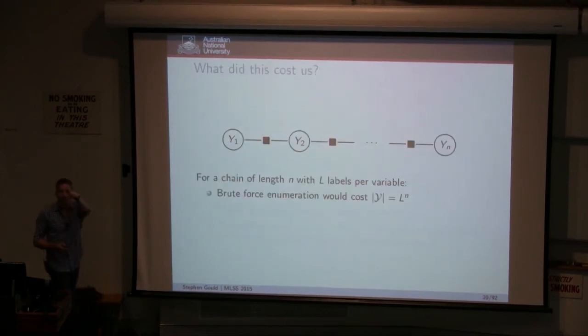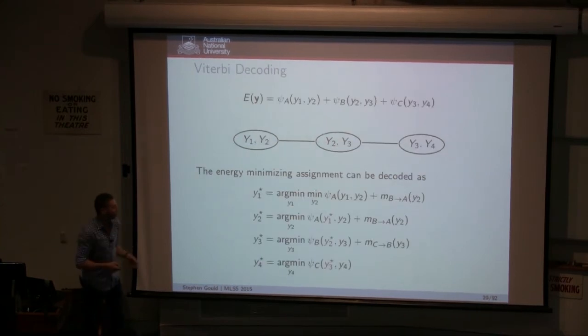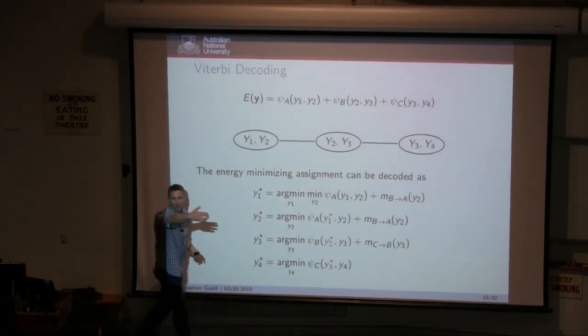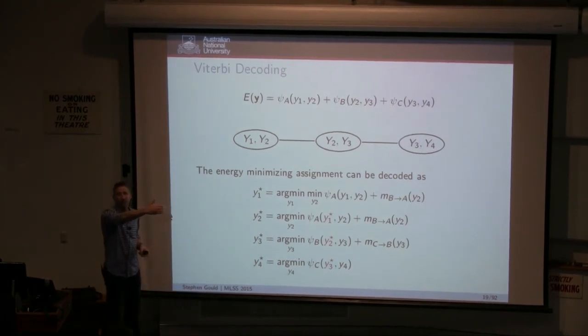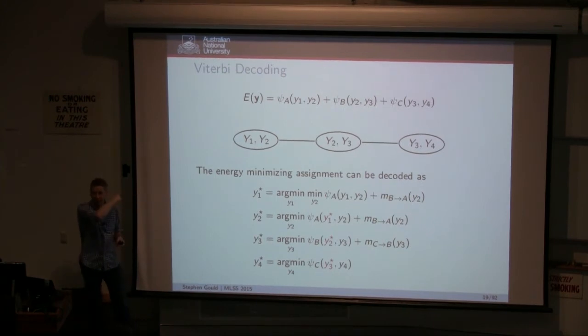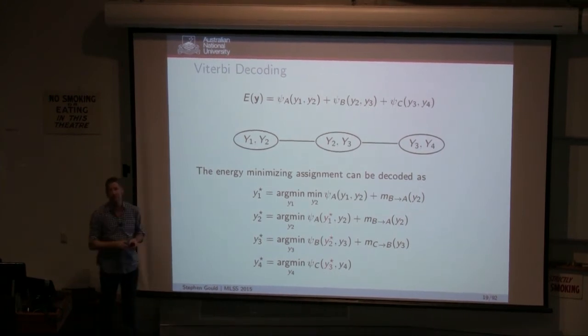Okay. Yes. Y4 can't change in the meantime. I'm only going to look at Y4 again once I've got the labels for all the other pixels. So that's why I have to do this on a chain. There's a particular order in which I have to send messages.